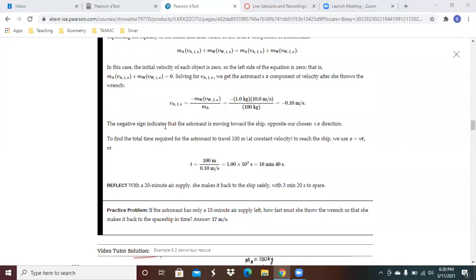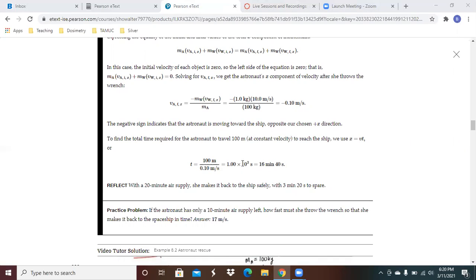So the negative sign indicates that the astronaut is moving towards the ship, opposite our chosen x direction. We chose the direction to be positive towards the right. So to find the total time required for the astronaut to travel 100 meters at constant velocity, the distance is equal to rate times the time. This is what it is since we're moving in the x direction.